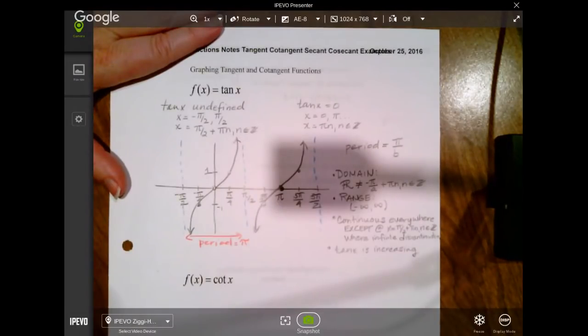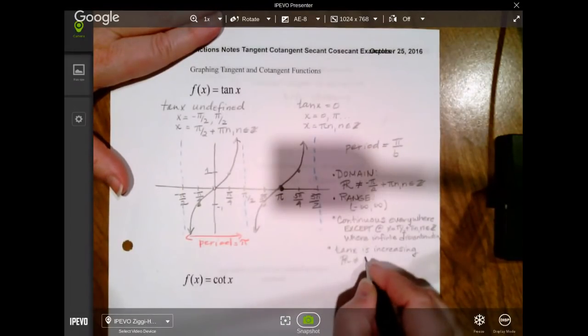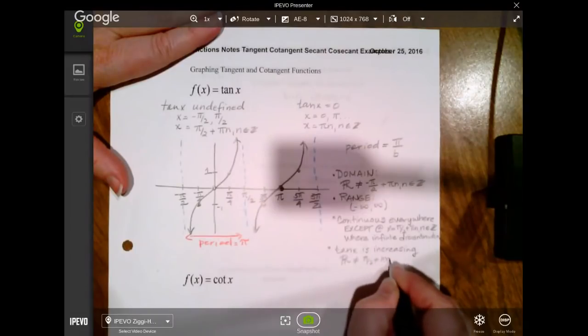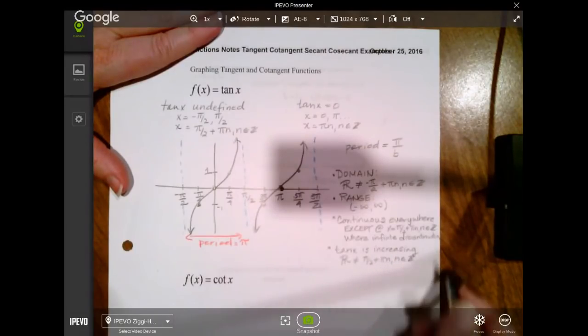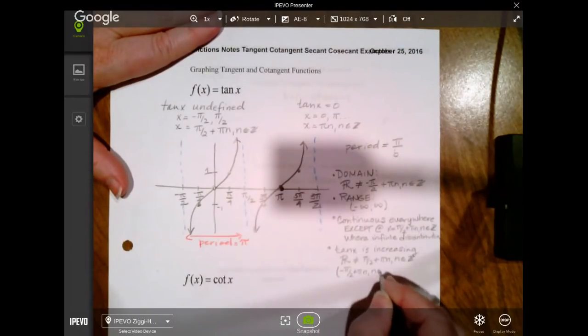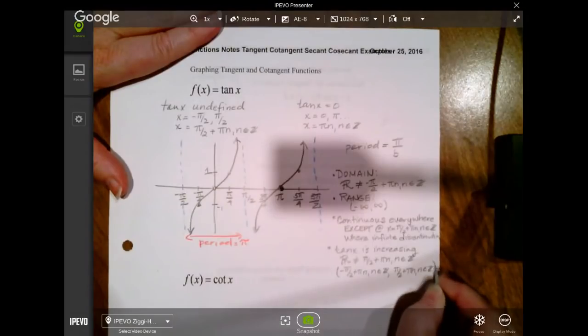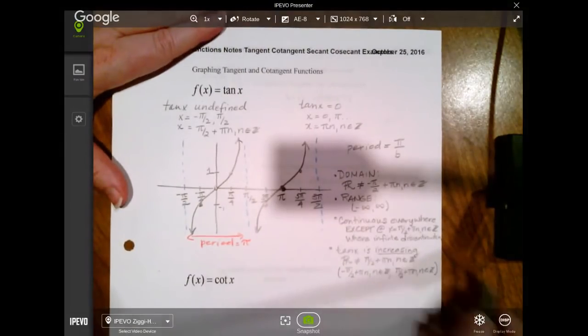And we can do this with interval notation, and we can say it's increasing for all reals not equal to pi over 2 plus pi n, n an element of the integer set. Or you could say this interval, negative pi over 2 plus pi n, n an element of the integer set, comma, from pi over 2 to pi over 2 plus pi n, n an element of the integer set. So we can say that it's increasing over those intervals.